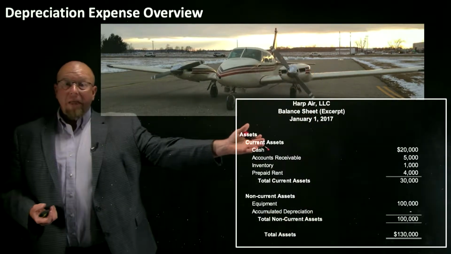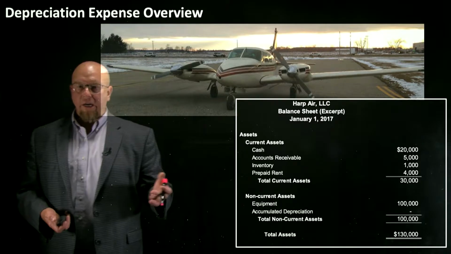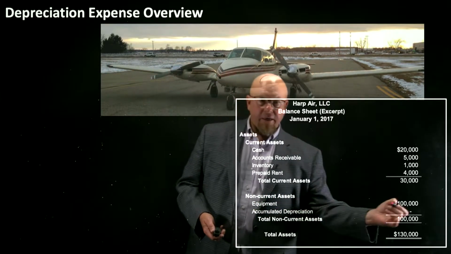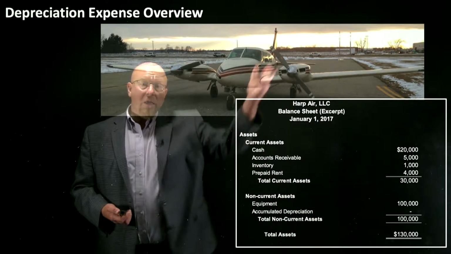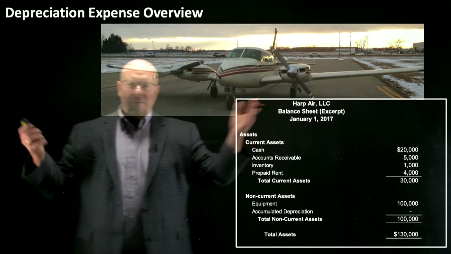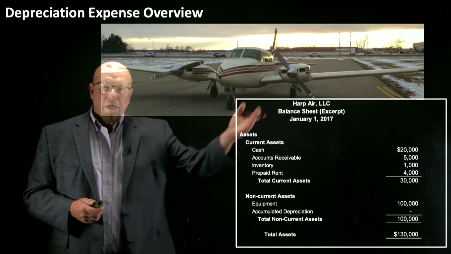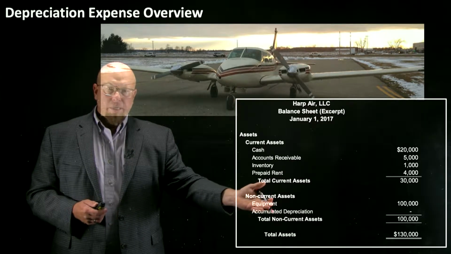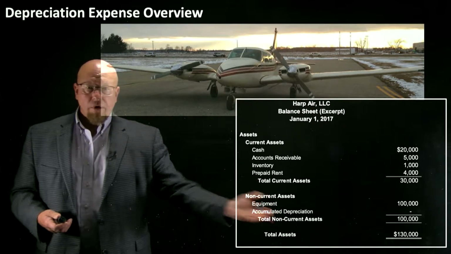Here's an excerpt of the balance sheet for Harp Air LLC. We have some cash and accounts receivable and whatnot, but here's the airplane. Non-current asset, so the equipment balance has a positive balance of $100,000. Note that this is a beginning balance sheet, newly formed entity maybe, or at least a young entity. So right at the beginning of January, we bought this airplane and it has a net book value of $100,000.